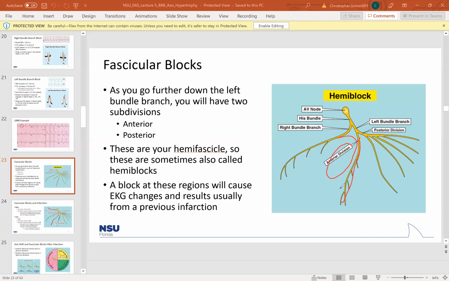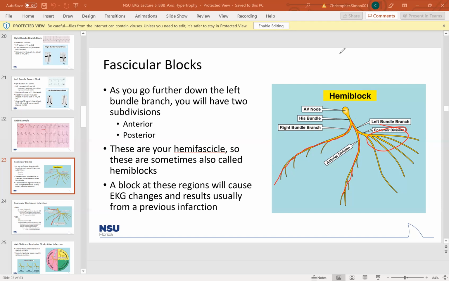And why do we call it a left anterior fascicular block? Because the electricity is being blocked on the left anterior fascicle, okay? That's it. And then, of course, you can have the same thing. You can have a left posterior fascicular block. It just means the electricity is being blocked on that posterior fascicle over here, but it's conducting down the left bundle branch and then down the anterior fascicle just fine, and the right bundle just fine as well, okay?